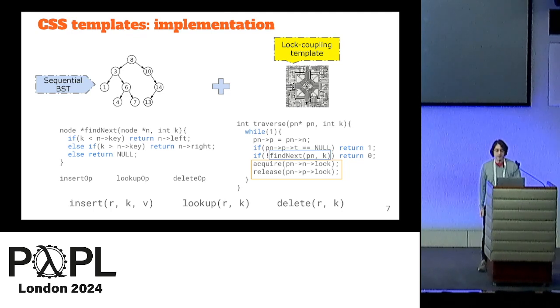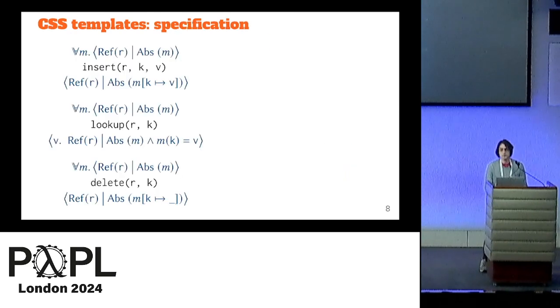You can see we have our hand-over-hand locking, our lock, acquire, and release, and we have our call to findNext, which implements the data structure logic. All right, so that's the code that we're trying to verify. Now, what are we trying to prove about it?